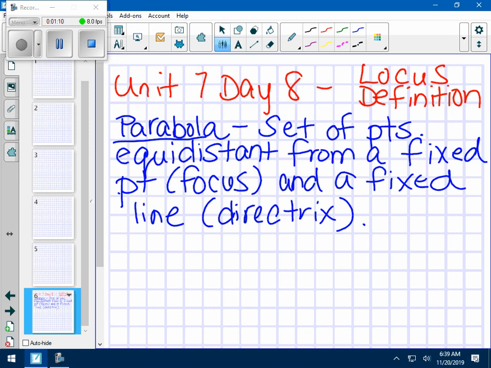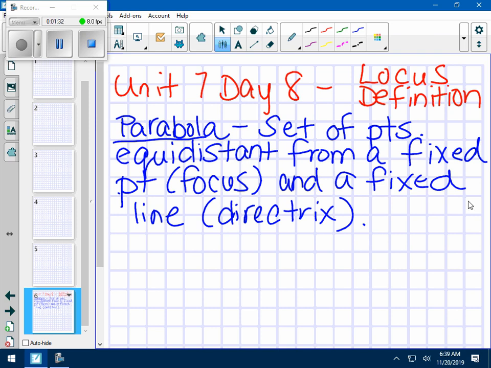And in fact, for any of the parabolas that we've sketched so far, if we can identify this fixed point and where this fixed line is located, all the parabolas that we've looked at to this point meet that criteria. If we identify where the focus and the directrix are located, all the points are equidistant from those two things. So let's get a quick visual of what we're talking about here.